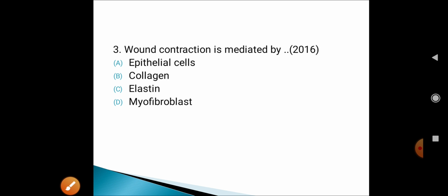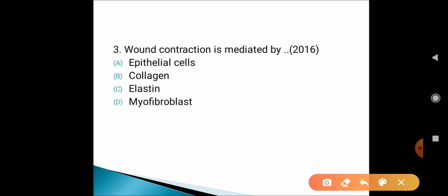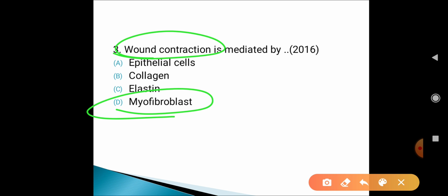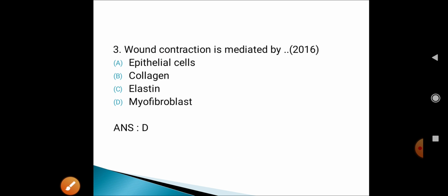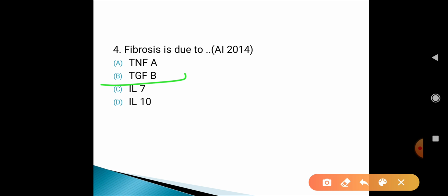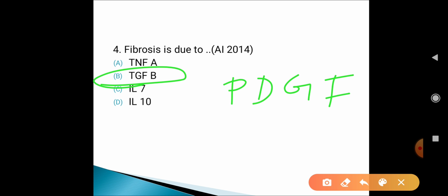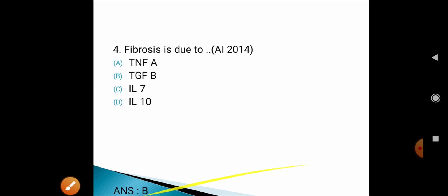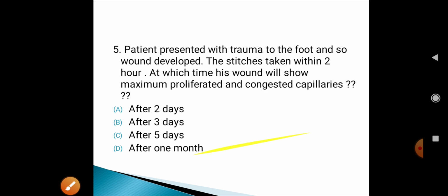Okay, wound contraction is mediated by, guys, this answer is very easy. The contraction is because of modified fibroblast, that is because of myofibroblast. So your answer will be myofibroblast. Okay, fibrosis is because of, as we have discussed, mainly transforming growth factor beta. Other factors are platelet derived growth factor, fibroblast growth factor, etc. Right? So your answer will be transforming growth factor beta.